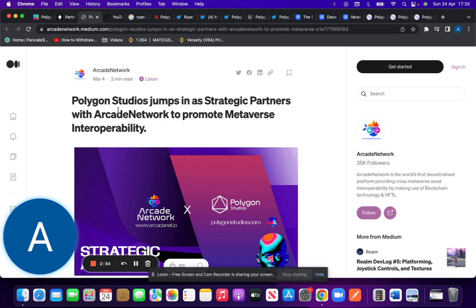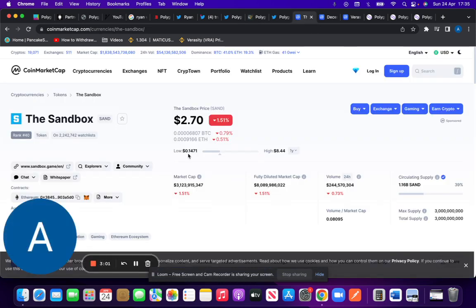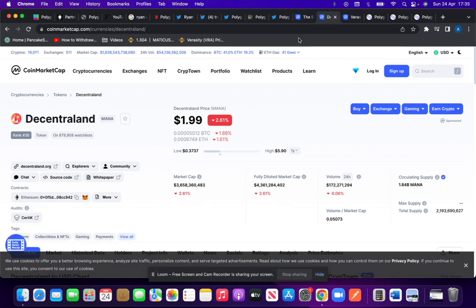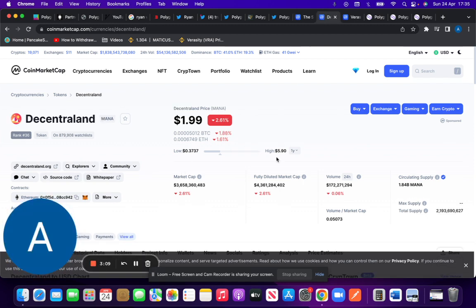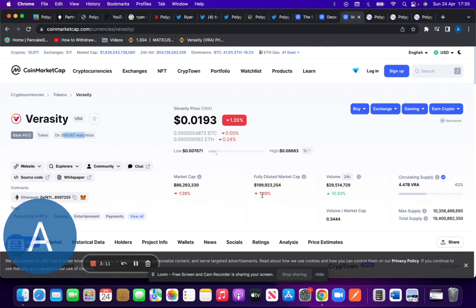The metaverse NFT world has almost plateaued recently. As we remember last year, Sandbox, one of the leading gaming coins, went from 0.14 to $8. That's almost a 10,000% increase. Mana was another coin that went from 0.37 to $6. Veracity is one of my favorite coins. It went up a lot. I do think this is probably going to be one of the coins to watch in 2022.